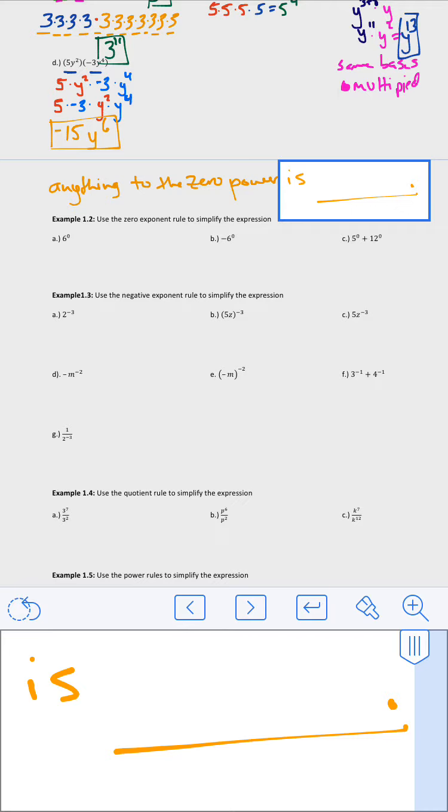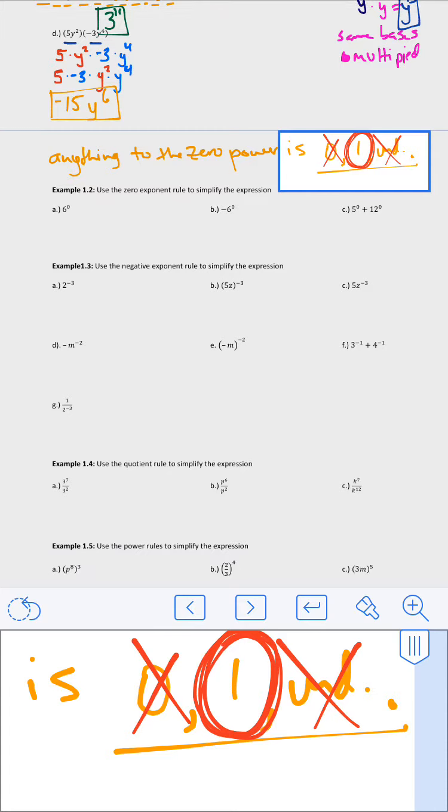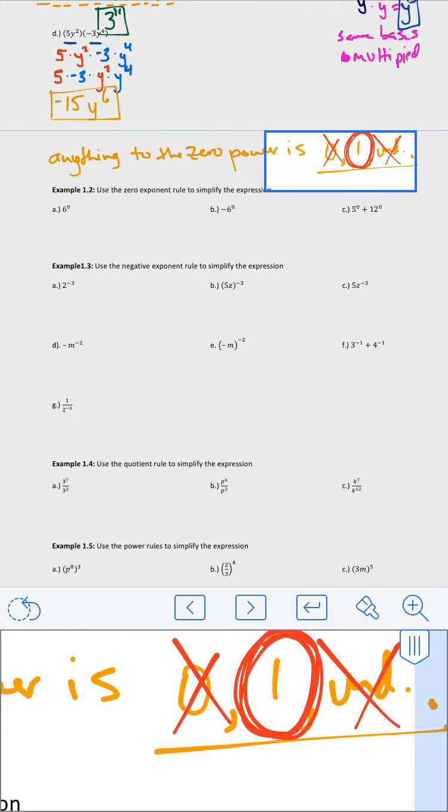Okay. The usual three options are 0, 1, or undefined. If you didn't know which one, hopefully you do by now. It is not 0. That is the most common mistake. Nope. It is not undefined. It is 1. Anything to the 0 power is 1. Why? Because we say so. There's an extensive proof about why. Mostly it comes down to the fact that we need it to for everything else to make sense. And so anything to the 0 power is 1.